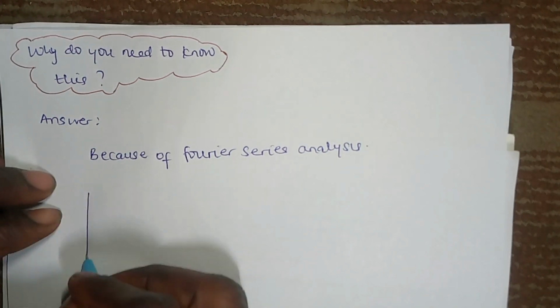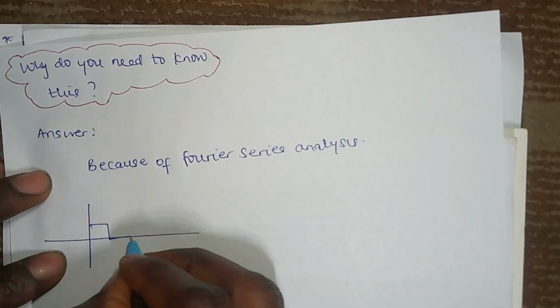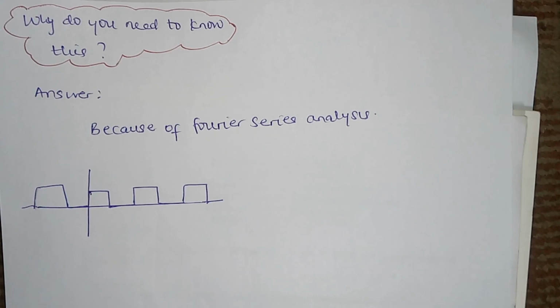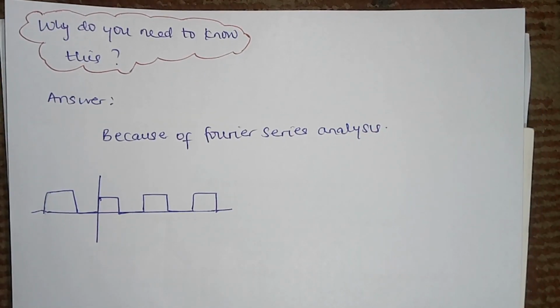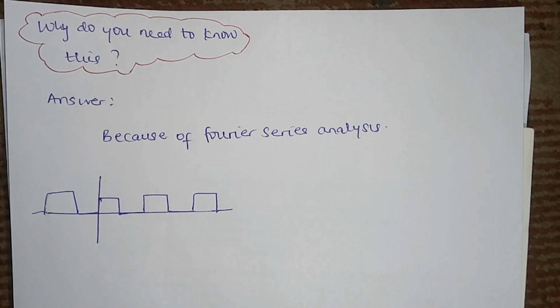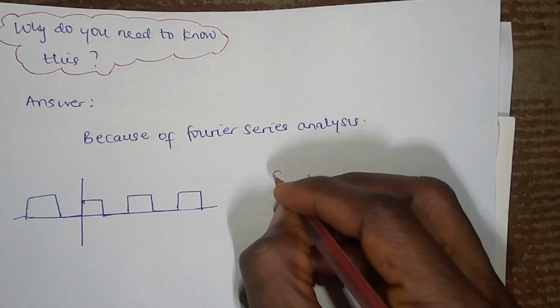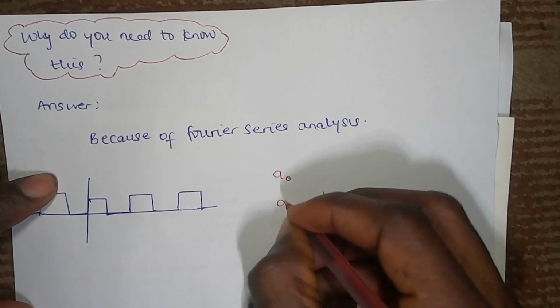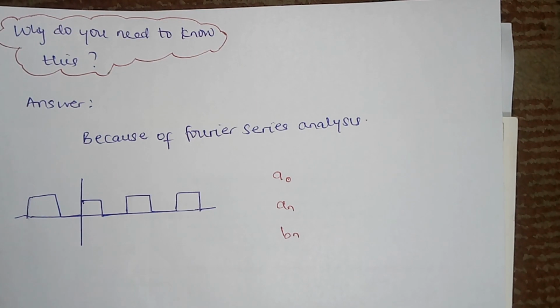Now, let's see an example of a signal. We assume that this is a periodic signal. As we said, this is a periodic signal, right? Because it is repeating at regular intervals. Now, if you are going to apply one of the techniques of Fourier series, as we discussed in the section on Fourier series, we said that we are going to have three values. We call them A naught, An, and Bn. These are the most important constants that we are after, right?